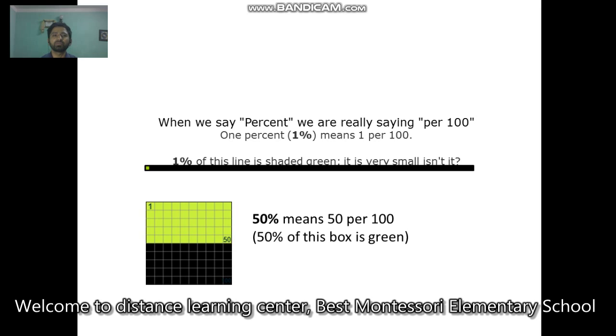Now we can see here 1 percentage means 1 per 100. The line is divided into 100 equal parts and one part is shaded green. That means 1% is shaded green because 1 out of 100 is shaded green. Now in the next figure, the square box is divided into 100 equal parts, and 50 parts are shaded green out of 100. That means 50 out of 100, which is 50%. We can say 50% of this box is green.